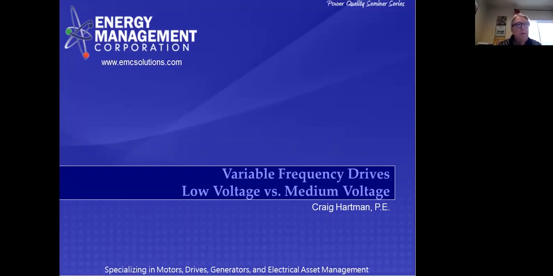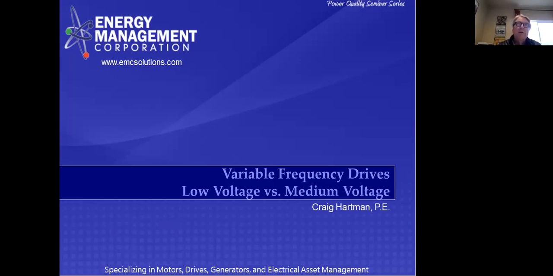Everybody knows about them. Everybody uses them. They have a pretty good idea of how to use them, the problems that come from using them, and so forth. Medium voltage drives tend to be a little bit more cryptic because a lot of people don't have experience with them. But medium voltage drives are getting much more popular now. And so I think it's a good idea for you to be familiar with them.